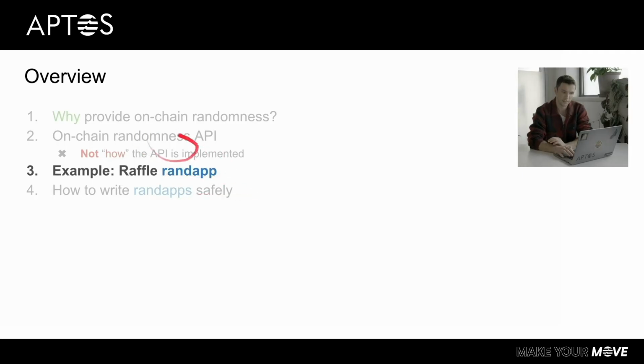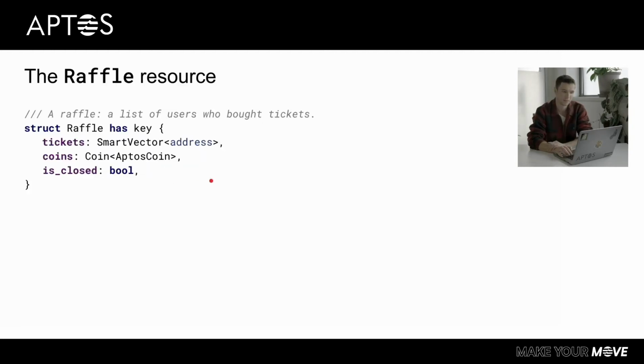So now that we know what the API looks like, let's see how you can use it to develop a Raffle randomized dApp, or a randapp, as we like to call it. Let's begin by showing you a Raffle resource. This resource keeps track of the people who bought a Raffle ticket and their address. And it keeps track of the total amount of coins that have been deposited into the raffle when the tickets were purchased, and of a Boolean that indicates whether the raffle has finished or not.